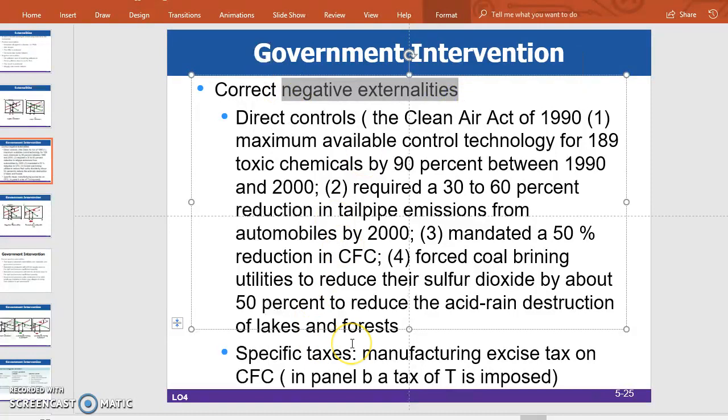Or there is what? The specific taxes. In here, manufacturing excise tax on CFC, chlorofluorocarbon. There is a tax on this. So if the producer is producing something and as a byproduct he is also producing chlorofluorocarbon, then the producer has to pay tax for that. This is shown in the next graph, in panel B.